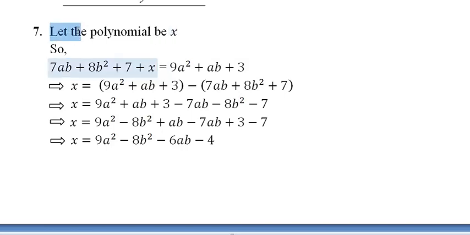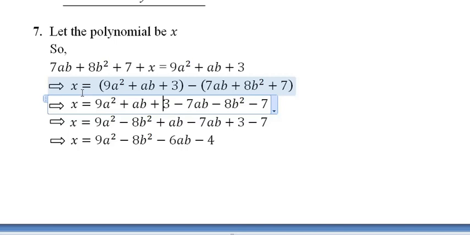Now let the polynomial be x. So now according to the question, 7ab plus 8b square plus 7 plus x, which when added, will be 9a square plus ab plus 3. Because in the question the addition operator is mentioned, that is plus x. So what you will do is that when you move on to the next line, you cannot write equals to out here. Equals to x equals to, how can it be? So you have to give a kind of an arrow sign out here.